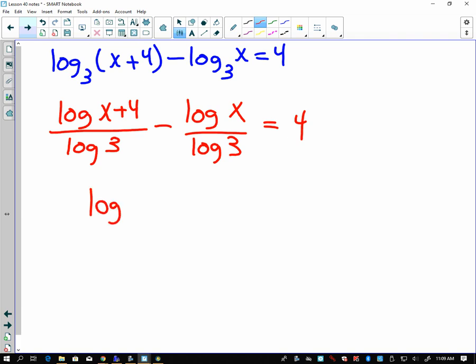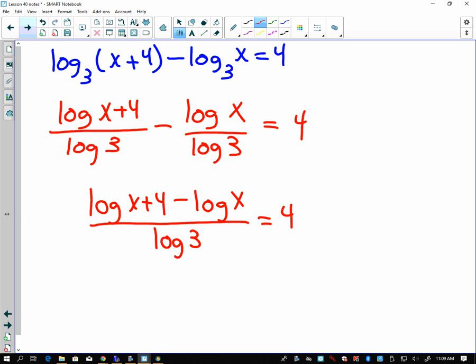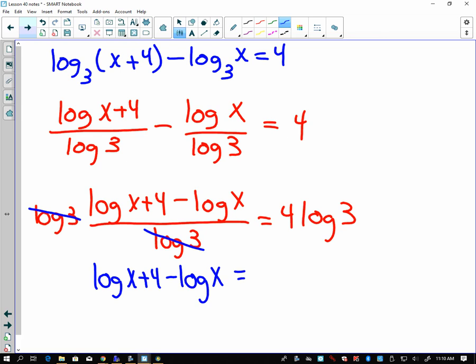So I could rewrite that as log base 10 of x plus 4 minus log base 10 of x, all over log base 10 of 3, equals 4. Now, I can move that log base 10 of 3. How do I move it? I multiply both sides by log base 10 of 3. That cancels out this log and this log. And so what I get is log base 10 of x plus 4 minus log base 10 of x equals, and what we're going to go ahead and do is move that to the exponent. So we have log base 10 of 3 to the 4th.